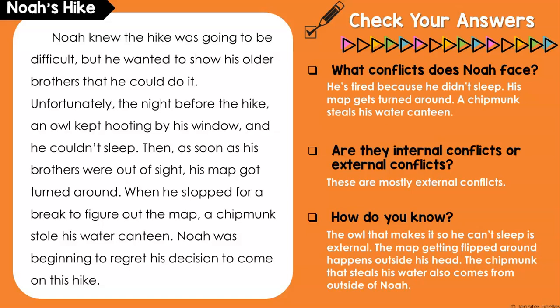Are these internal conflicts or external conflicts? Well, these are mostly external. How do we know? The owl that makes it so that he can't sleep is external. The map getting flipped around happens outside of his head. And the chipmunk that steals his water also comes from outside of Noah. They are things that he couldn't control. They were external conflicts.